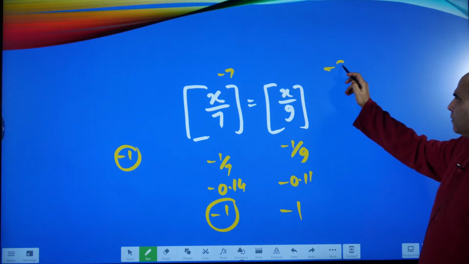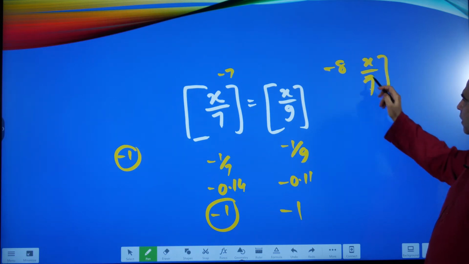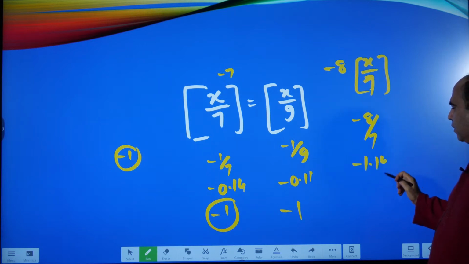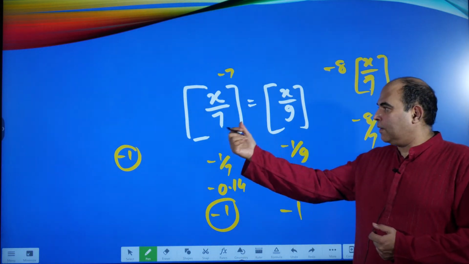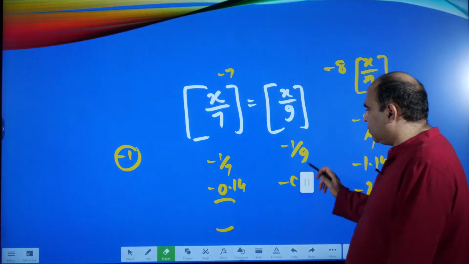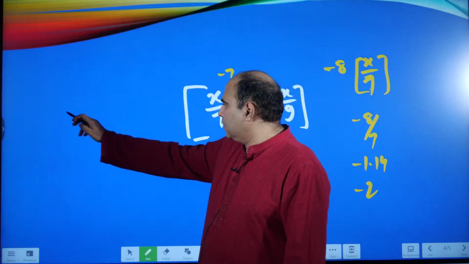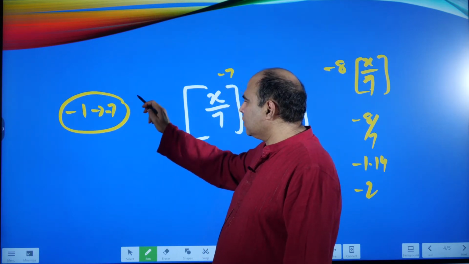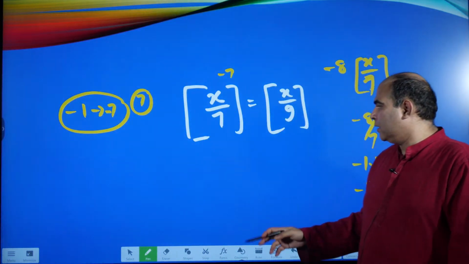Minus 8 पे क्या होगा x by 7 को? Minus 8 पे x by 7 will be minus 8 by 7, which will be minus 1.14, जिसका GIF minus 2 आ जाएगा. So minus 8 पे इसका value still minus 1 है, इसका value minus 2 हो गया है. So basically the first set of values on which both are equal on the negative side is basically minus 1 to minus 7. This is 7 solutions. And then at minus 8 and minus 9, you will not get equality.